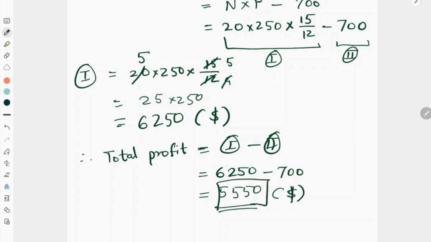Now this problem can be made more complex as usual. I mean, I can add more operations here. I can ask questions like what is the net profit per mango tree, in which case we will have to divide this number by 20. Or there could be other more superfluous information that is given. Let's not call it superfluous.